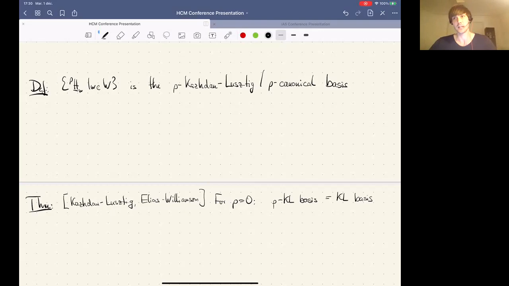But characterizing the whole basis in terms of an involution on the Hecke algebra seems very difficult currently. And we don't have an idea how to approach this.